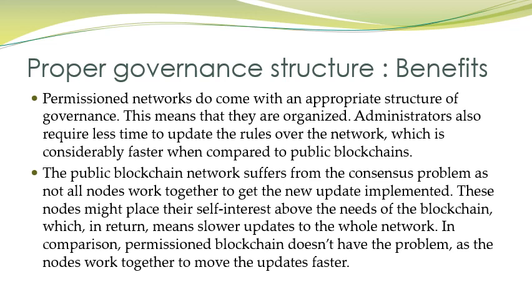The public blockchain network suffers from the consensus problem. Every node tries to propose a block using the consensus mechanism in permissionless blockchain, and this creates an overhead in the network. Such a typical consensus mechanism is not required in permissioned blockchain. So the permissioned blockchain has the advantage over the permissionless. The permissionless blockchain suffers from the consensus problem, as not all the nodes work together to get the new update implemented.